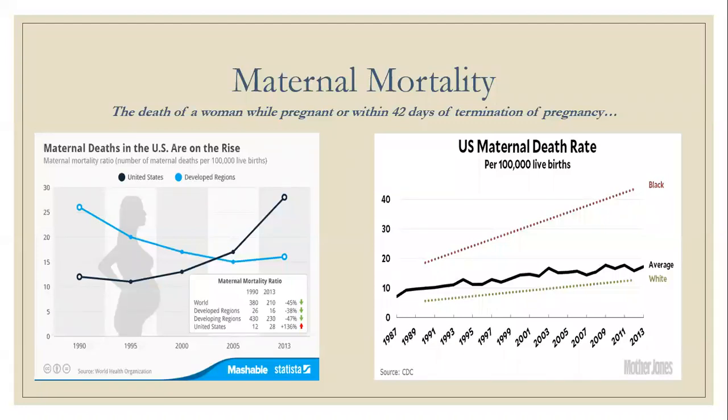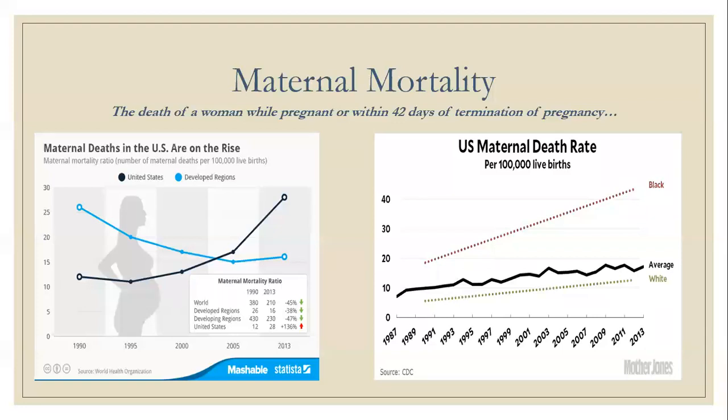Maternal mortality is defined as the death of a woman while pregnant or within 42 days of termination of pregnancy. Maternal mortality rates are higher today than they were 25 years ago in the United States. As we can see on the first chart, maternal deaths in the US are on the rise.